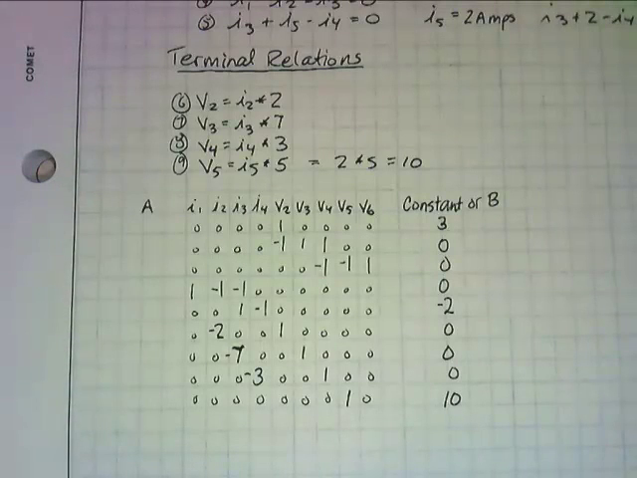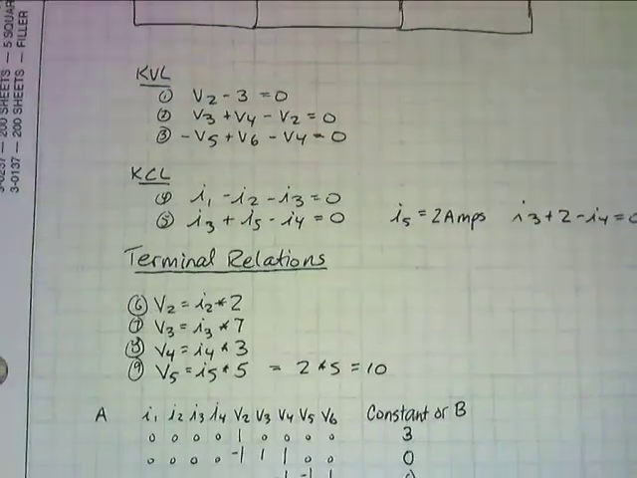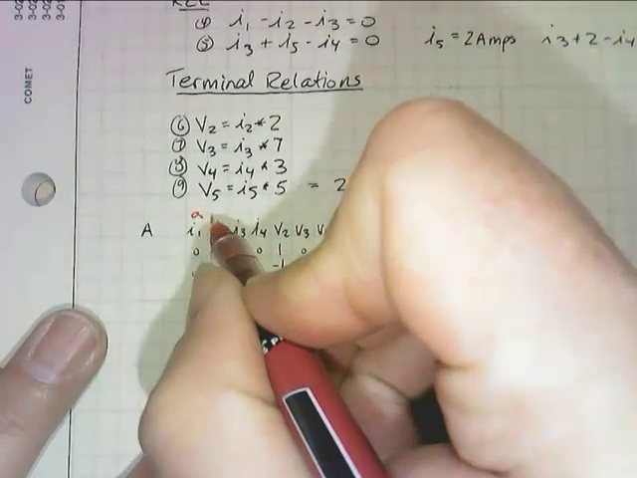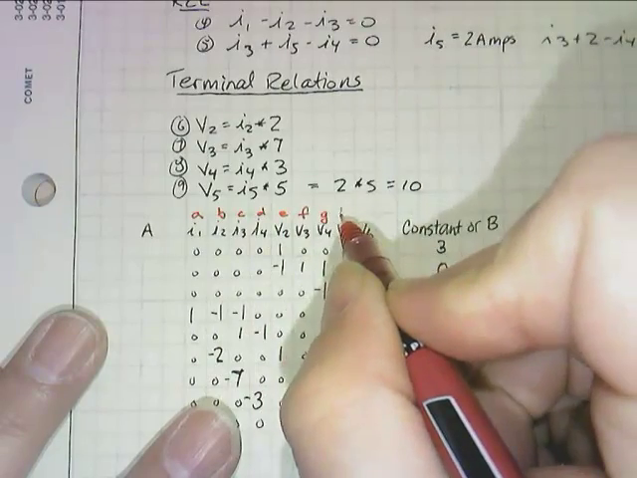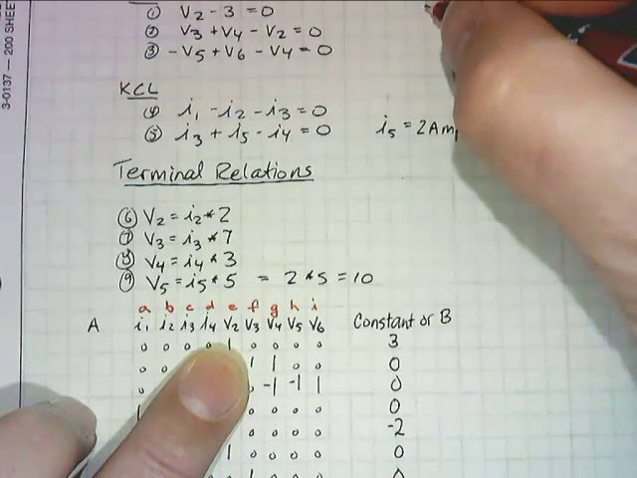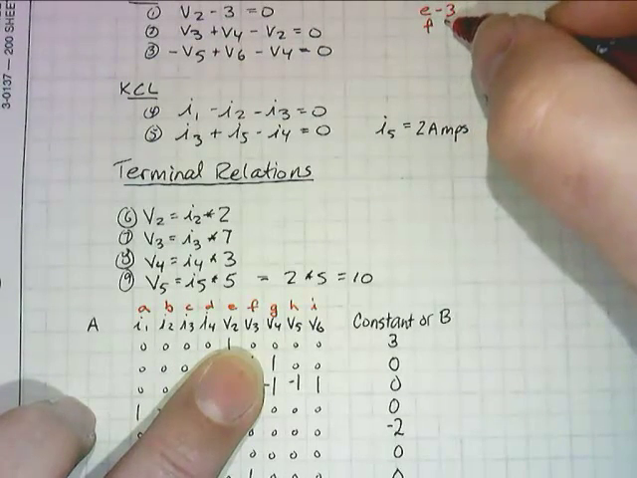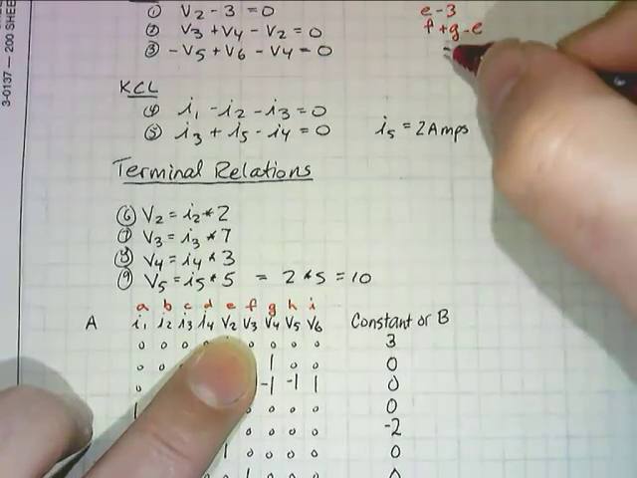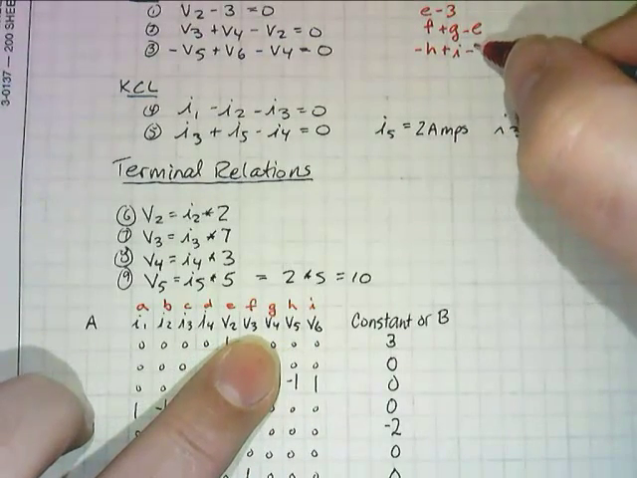Alright, I'm going to stop right now. I want to show you what I have to do to get this into Derive. What I'm going to do is start off by giving all of these unknowns a symbol. So I1 is going to be A, I2 is B, C, D, E, F, G, H, I. Okay, so now I'm going to go up here and I see that V2 is E, so this is going to be E minus 3. V3 is F, V4 is G, minus V2, which is E. This is a minus H, plus I, minus G.